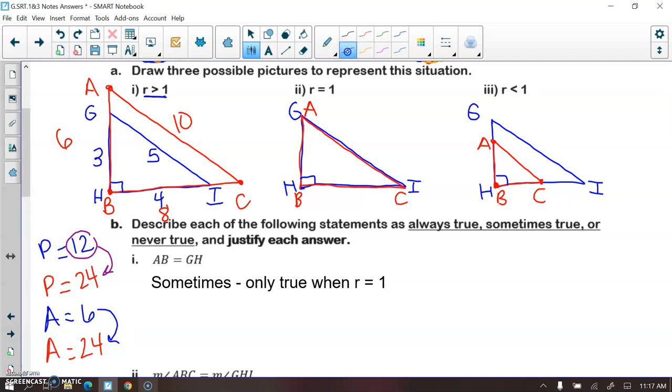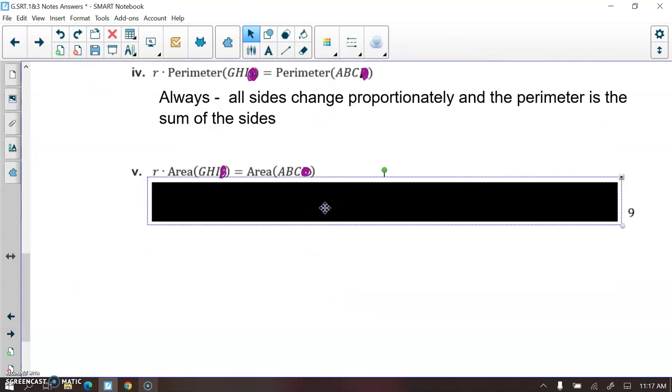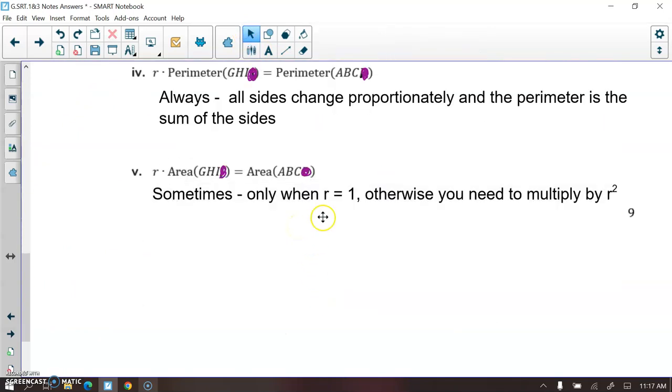However, if we look at the middle triangle here, all sides are congruent. So if I made this a 3, 4, 5 triangle, that means that triangle ABC would also be a 3, 4, 5 triangle. And the areas would be the same. And so if I took the area of triangle GHI and multiplied it by the scale factor, which is 1 in this situation, we do get the area of ABC. So this is sometimes true, but only when R is 1, because otherwise we would take the area of GHI and multiply it by R squared to get the area of triangle ABC.